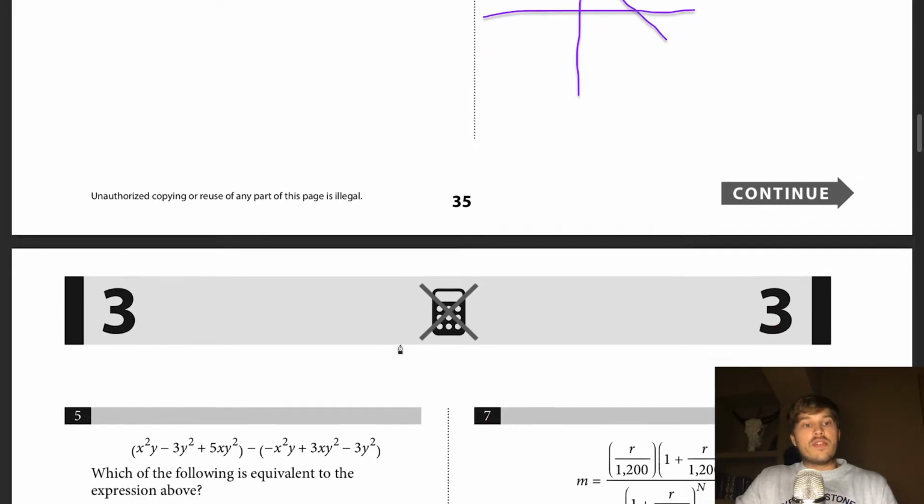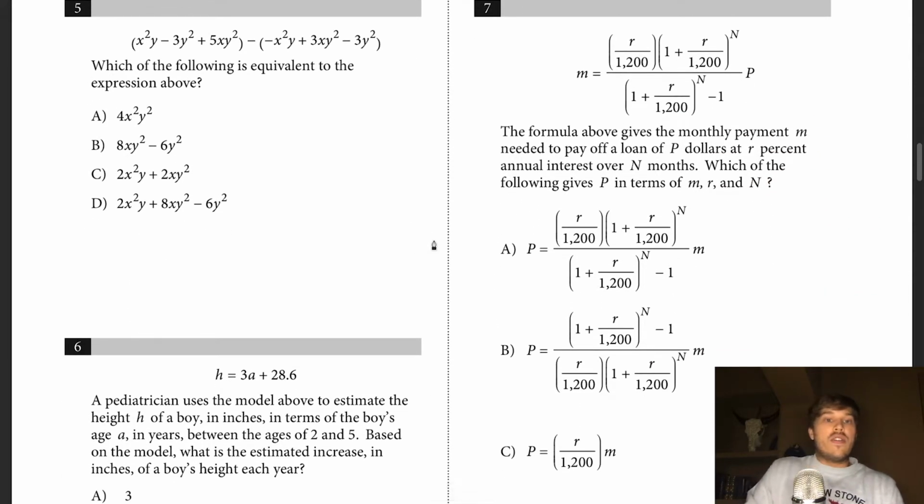All right, what's number 5? Number 5 is, again, we're just simply combining like terms. Notice that these first terms match up. A single x squared y minus a negative x squared y gives us a 2x squared y.